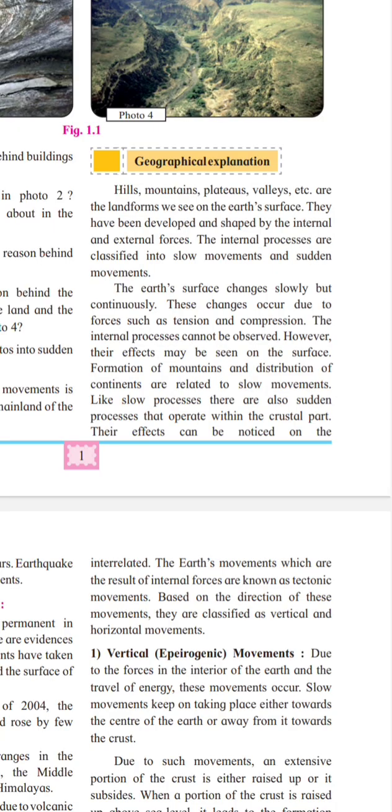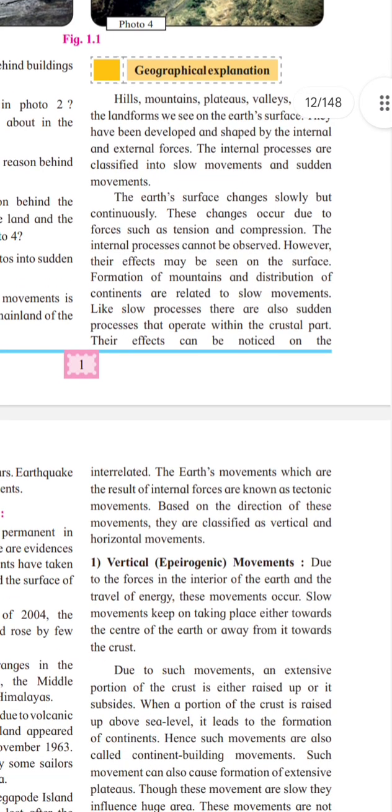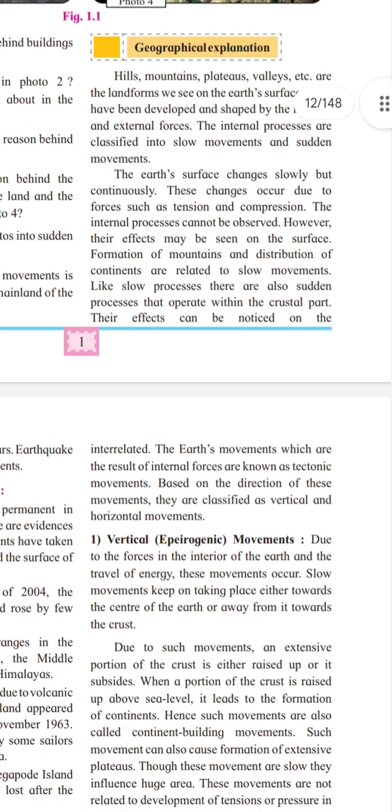When we look around, we see hills, mountains, plateaus, and valleys. These landforms were not created overnight. They are formed because different forces continuously act on the earth. These forces are of two types: internal forces and external forces. So, what are the internal forces? Internal forces act from inside the earth. External forces act on the earth's surface through wind, rivers, glaciers and sea waves. In this chapter we are mainly studying internal forces. The earth is continuously changing.